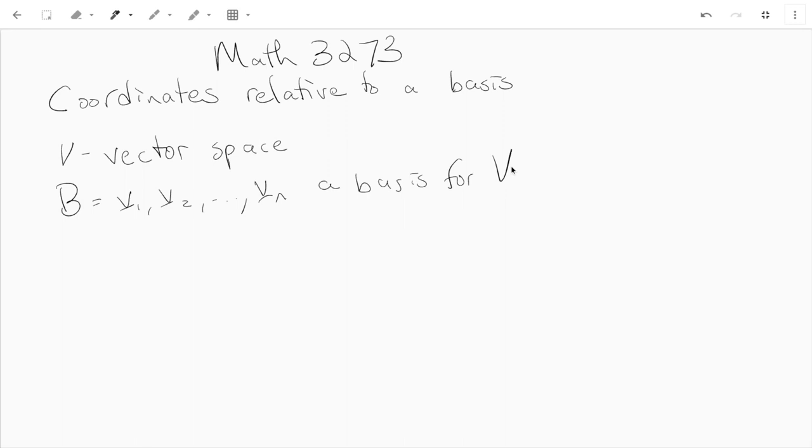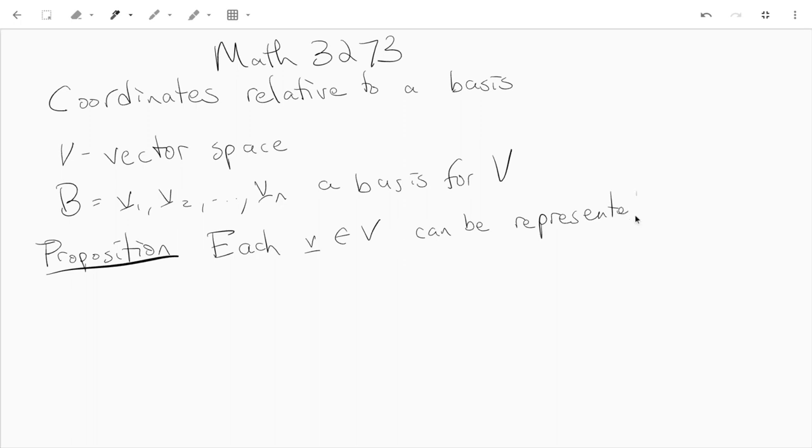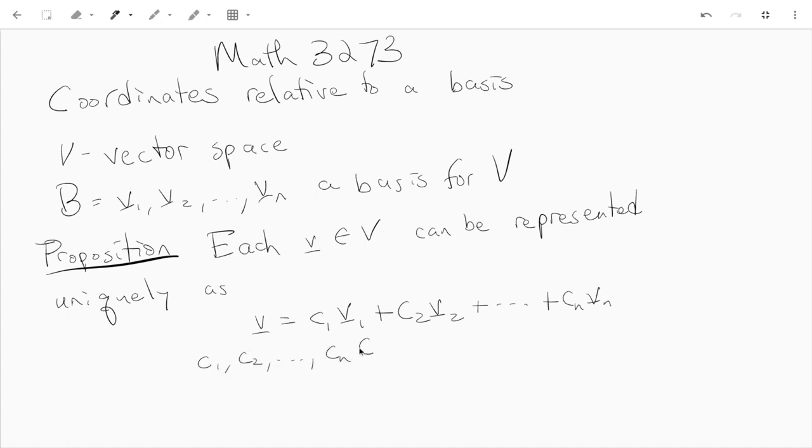And what I want to tell you about is, if you use the definition of what a basis is, each v in V can be represented uniquely as a linear combination of the basis vectors. And the c_i are coming from the scalar field.